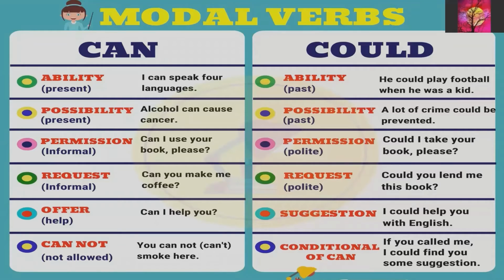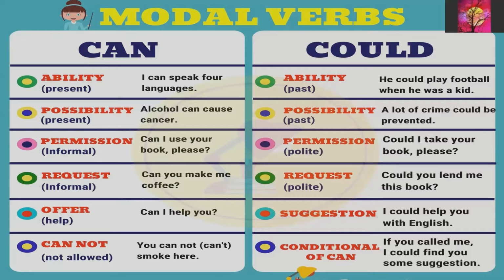Let us now see how the modal verbs can and could are used. Can is used to express ability. So, "I can speak 4 languages." At present, I can speak. So, I am expressing my ability to speak 4 languages. And so, it is a modal verb.